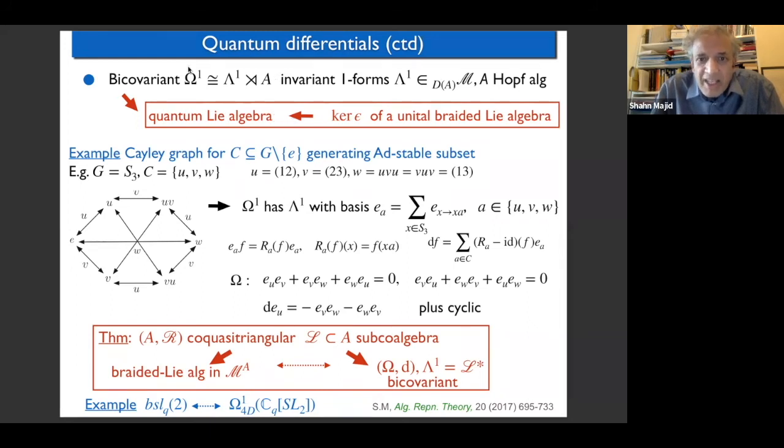So braided Lie algebras and quantum Lie algebras are intimately connected. And I'll just show you one example rather than go into all the theory. So we take the Cayley graph of a group. Let G be a finite group, or it could actually be any group, and C be an ad-stable generating subset, for example, the conjugacy class. That will generate a Cayley graph.